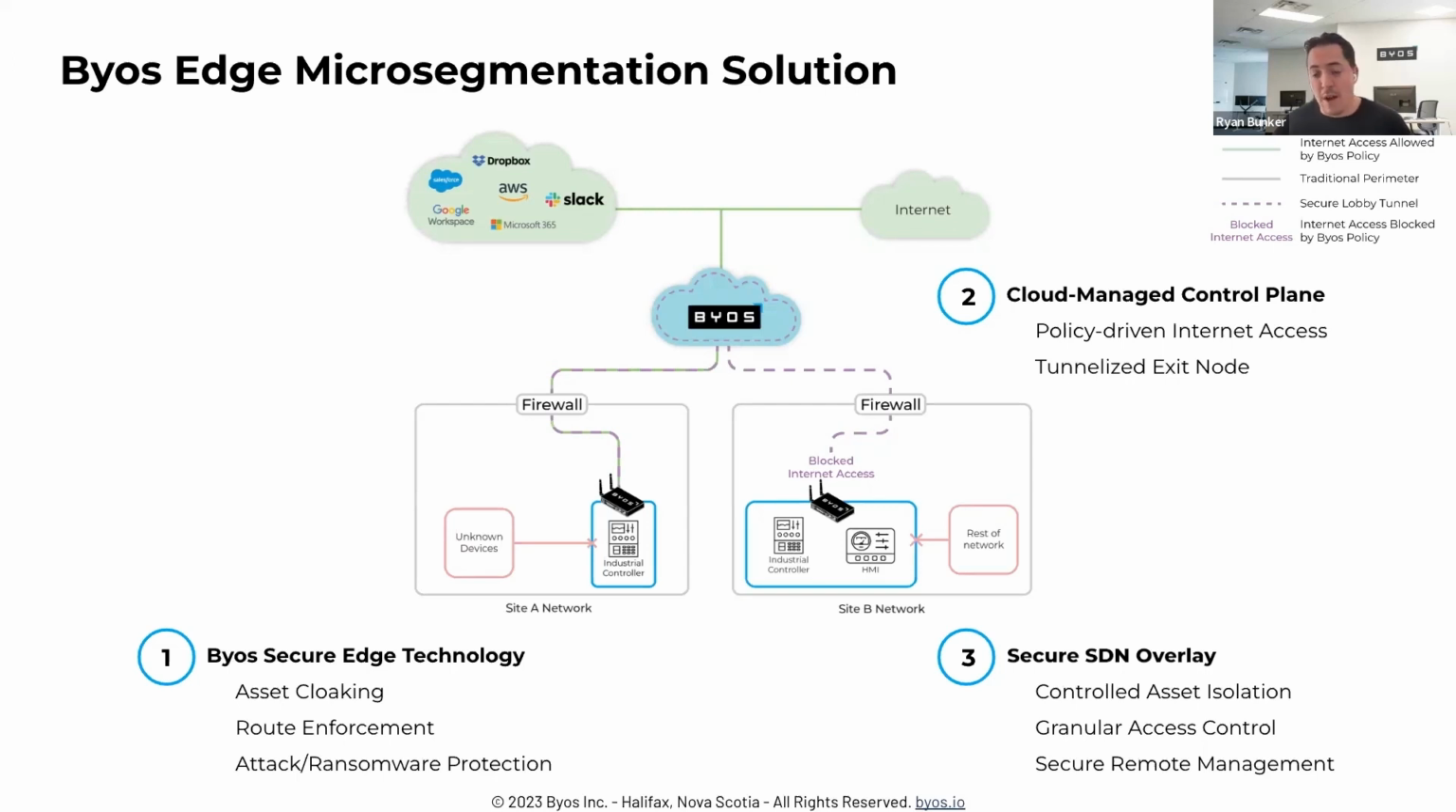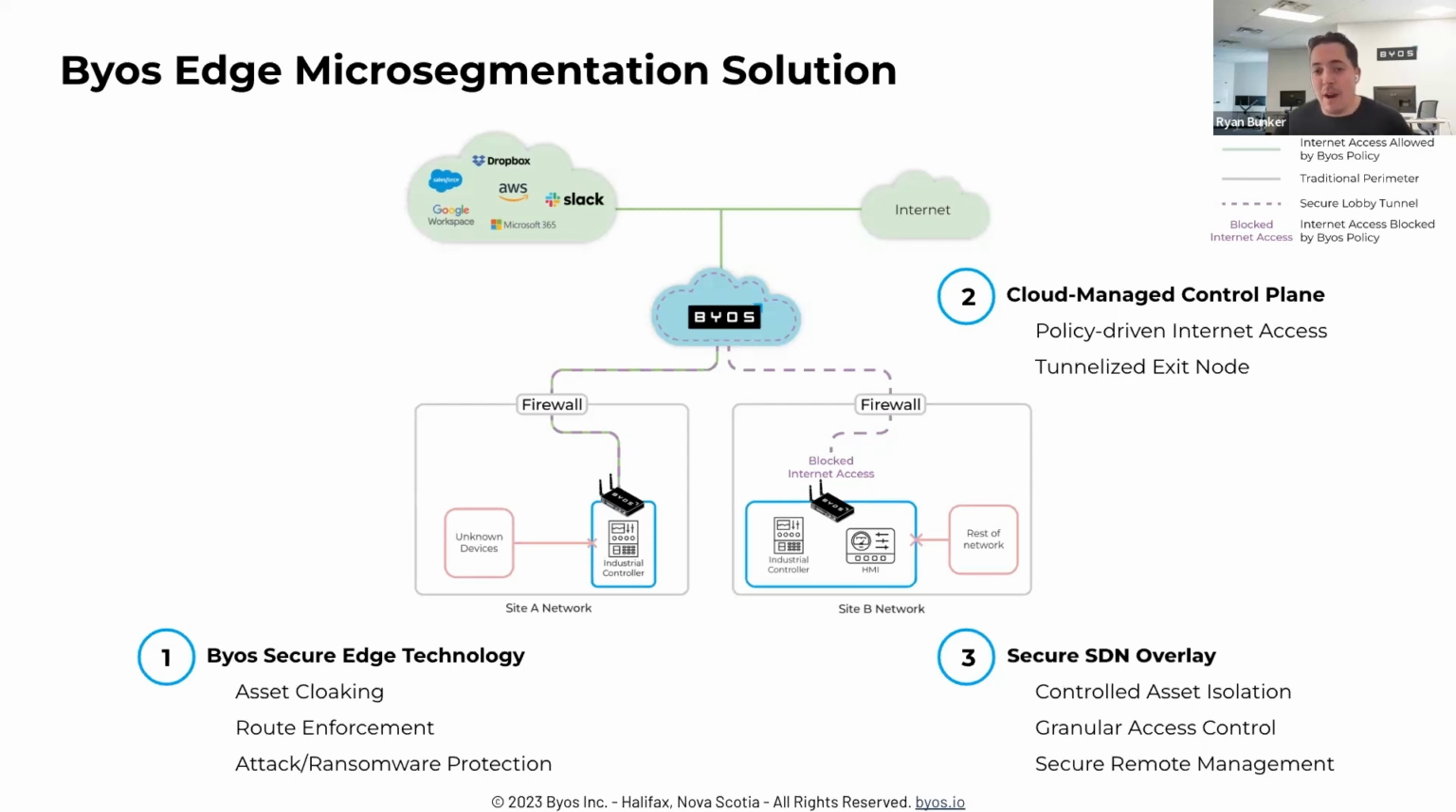So if you think about a PLC controller plugged in directly to a switch on the network, now that controller is going to plug into Byos, and Byos Secure Edge is what's going to connect to the network on behalf of the asset.